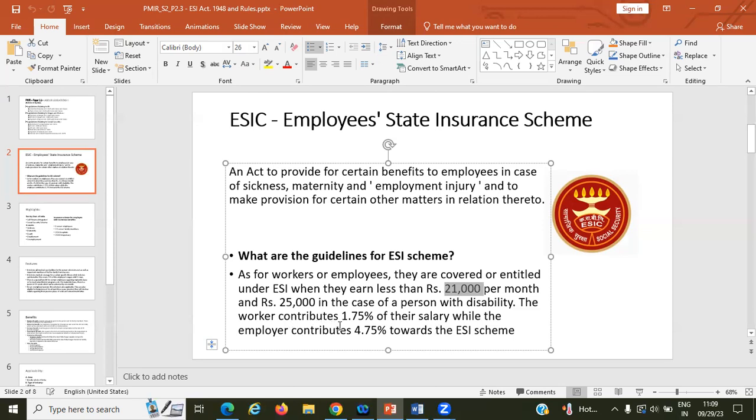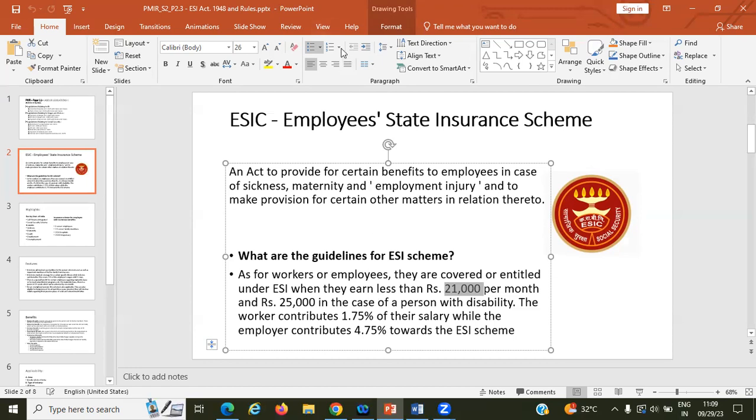The worker's contribution is 1.75 and the employer's contribution is 4.75. We'll read it in detail. So this is the contribution. Altogether, 1.75 plus 4.75 is 6.5. So every month 6.5% is going to your ESI account.